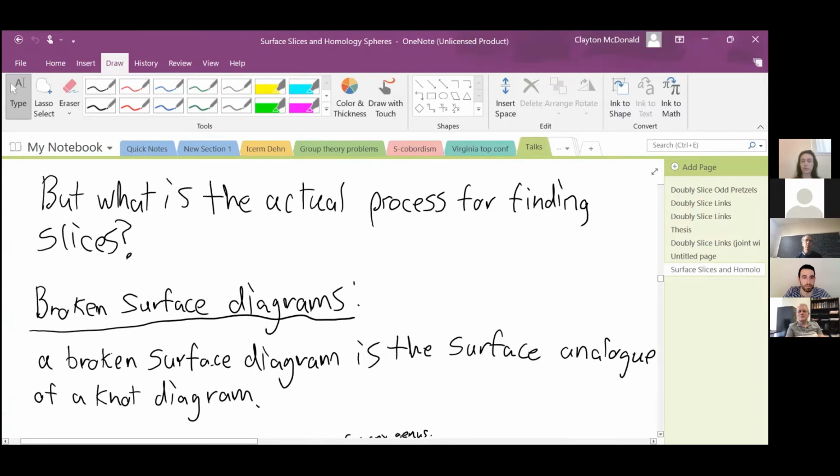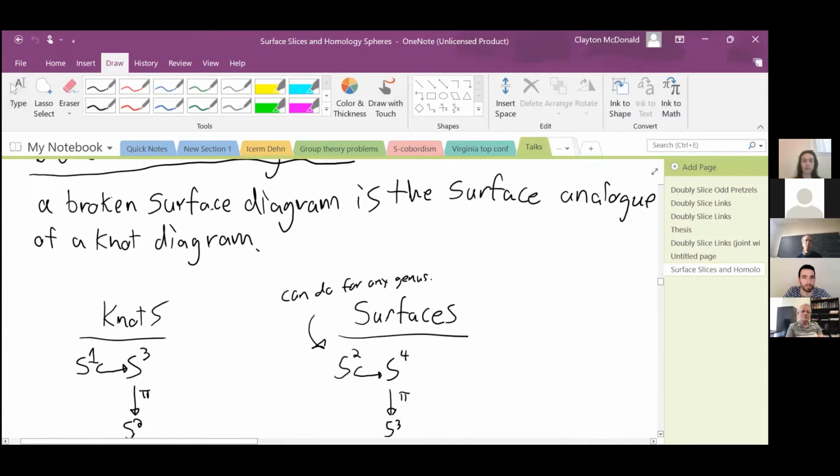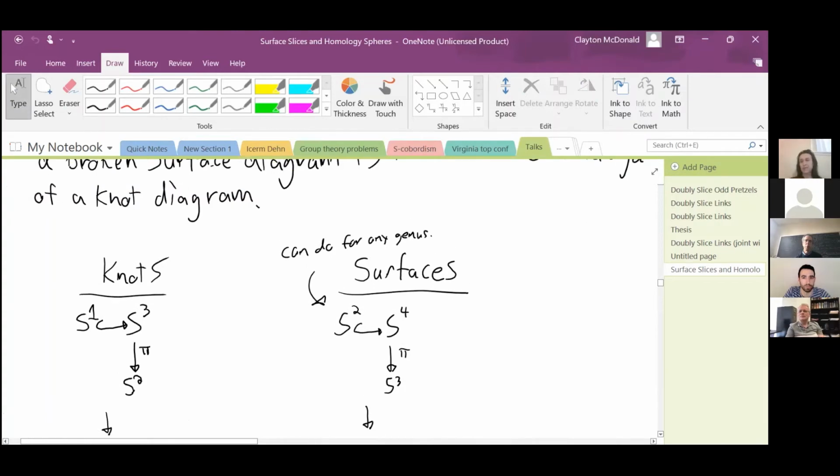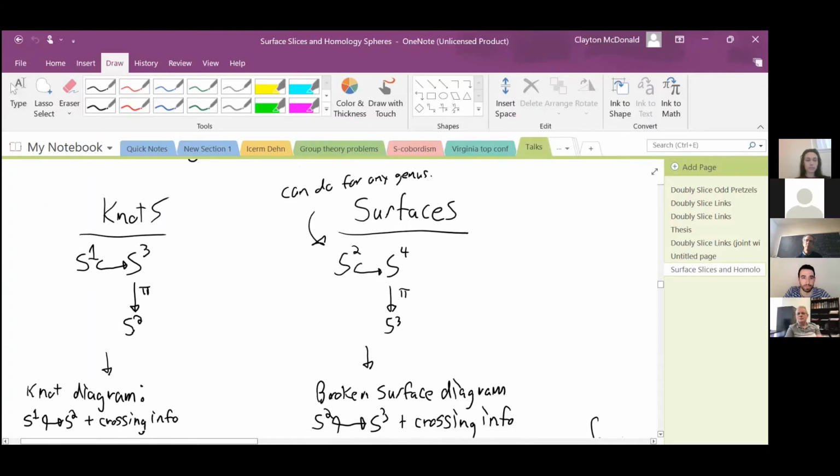A broken surface diagram is the surface analog of a knot diagram, so I'm going to do a side-by-side comparison here. What really is a knot diagram? Our knot is an embedding of S1 in S3. If we project S3 down to S2, maybe by removing two balls and collapsing along that I factor, we get an immersion of S1 into S2. Then we also have extra crossing information, which tells us at the points of intersection which sheet is higher versus lower in the knot.